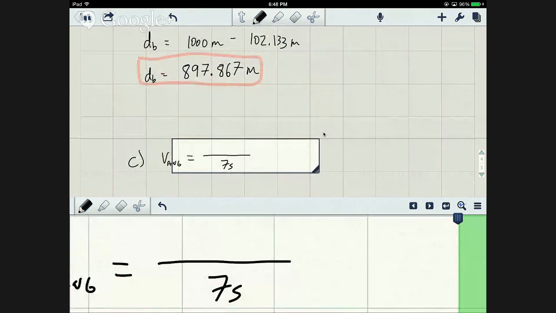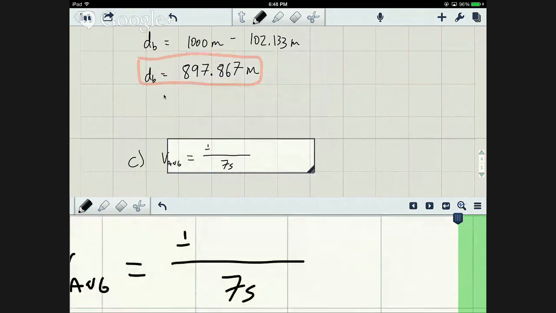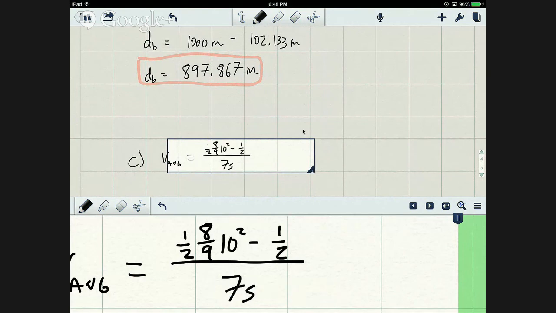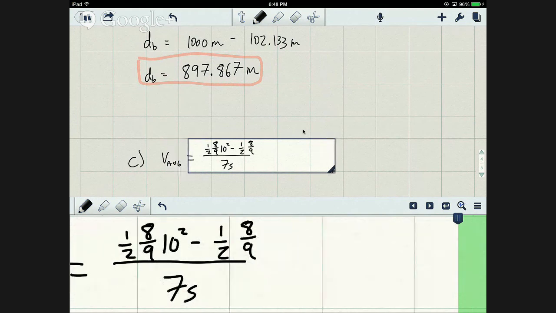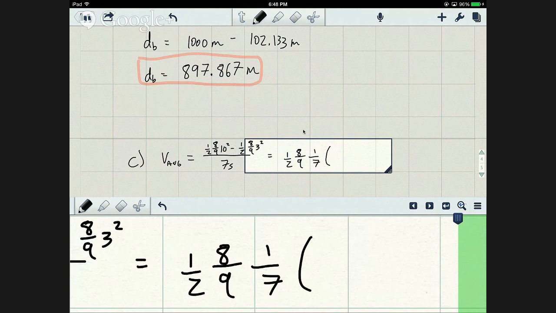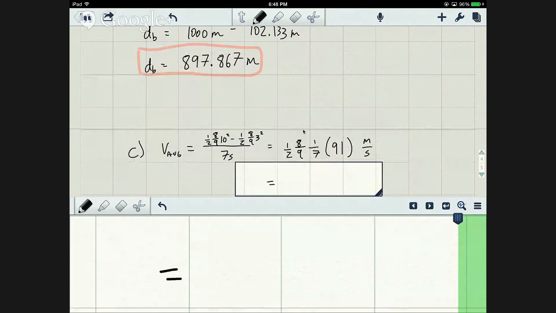So the distance traveled at t equal to 10 minus the distance traveled at t equal to 3. It's going to be 1/2 times 8/9 times 10 squared, minus 1/2 times 8/9 times 3 squared, which is equal to 1/2 times 8/9 times 91 meters per second. Nothing looks great about that. Let's go ahead and plug it into the calculator.